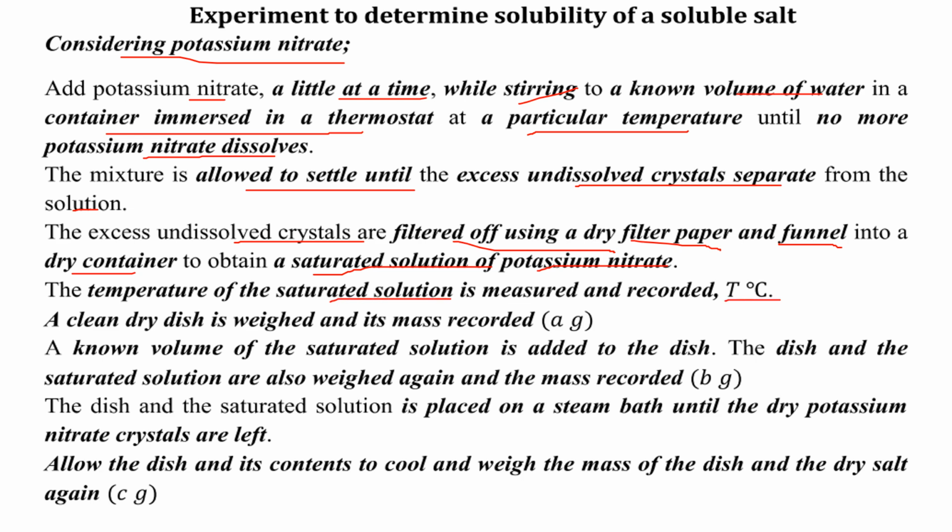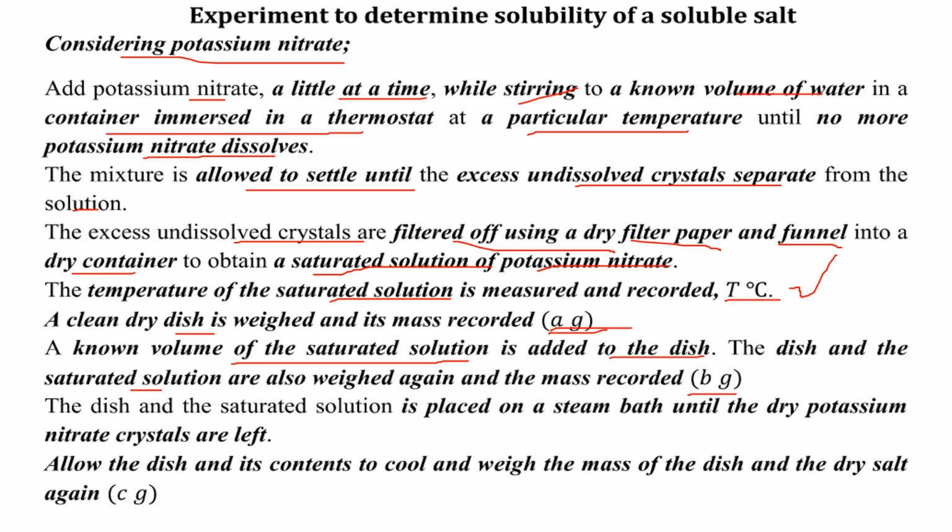Now here, the temperature of the saturated solution is going to be measured and recorded as T degrees Celsius. Remember that this is going to be the temperature of the saturated solution that you filtered out. Now a clean dry dish is weighed and its mass is recorded too, and this mass we are going to say is a grams. And then a known volume of the saturated solution is going to be added to the dish, and the dish and the saturated solution are also weighed together, and the mass is recorded as b grams.